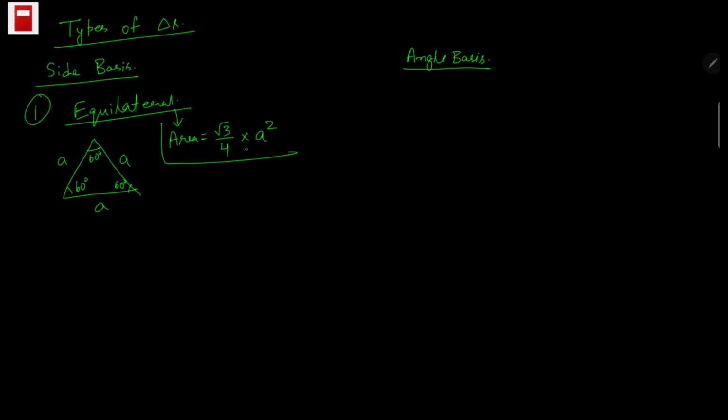Now till now we haven't talked about area, but I want this to be remembered because we are revising, right? So order is not that important. So area of equilateral triangle, very clearly, root 3 by 4 a square. Okay. Height of equilateral triangle.